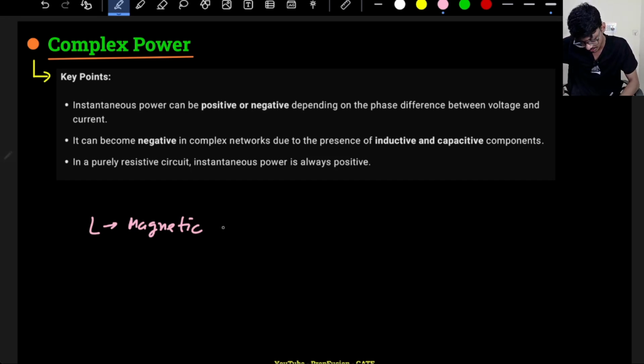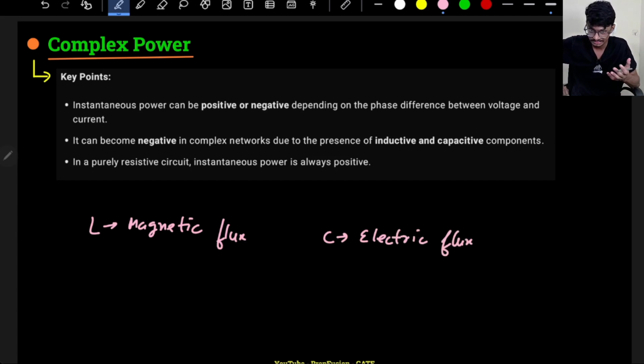So the inductor generates magnetic flux and the capacitor generates what? The capacitor generates electric flux, charge. It is used for storing charge. So it also has its use case in electronics, in semiconductors. Capacitors are used hugely. So both of these have very special things in them.